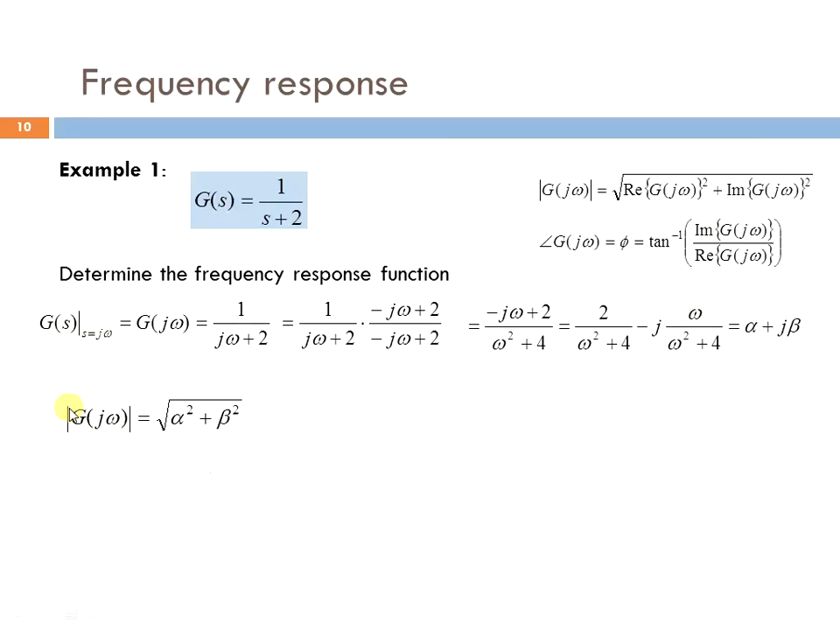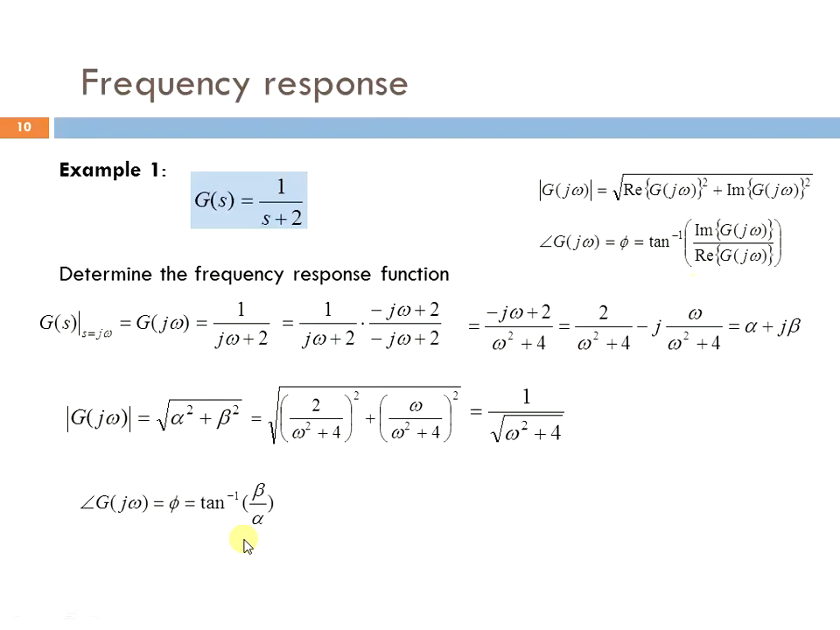According to the magnitude response formula, we find it by taking the square root of the sum of the squares of the real component and the imaginary component. So when we do that and simplify, we end up with the expression 1 over square root of omega squared plus 4. We likewise determine the phase response using this formula, and when we simplify that, we end up with the expression negative arctangent of omega over 2.